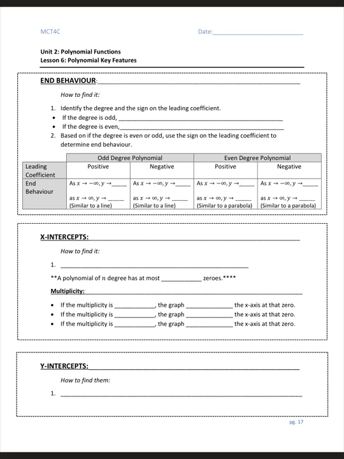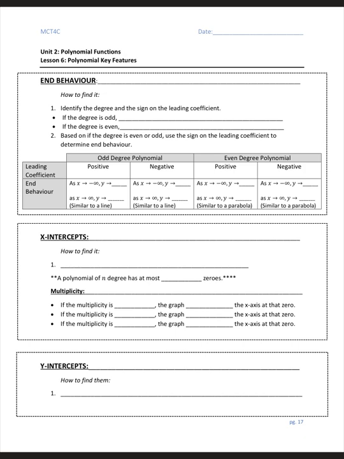Good morning, everyone. Today we're doing Unit 2, Lesson 6, Polynomial Key Features. So in today's note, we're going to look at some key features of polynomial functions that we can identify both from the equation and from a graph. And when we can identify them from an equation, how can we then do a rough sketch of the polynomial function based on those key features?